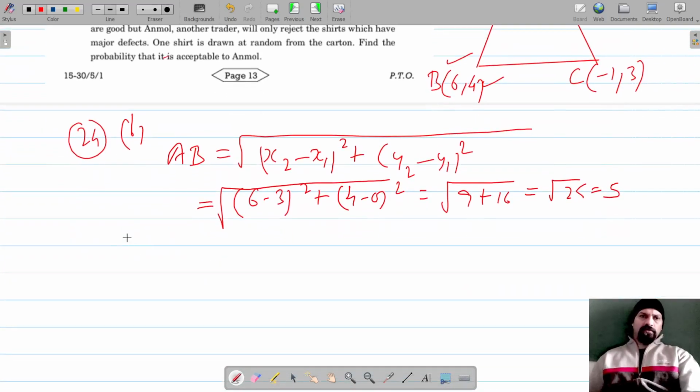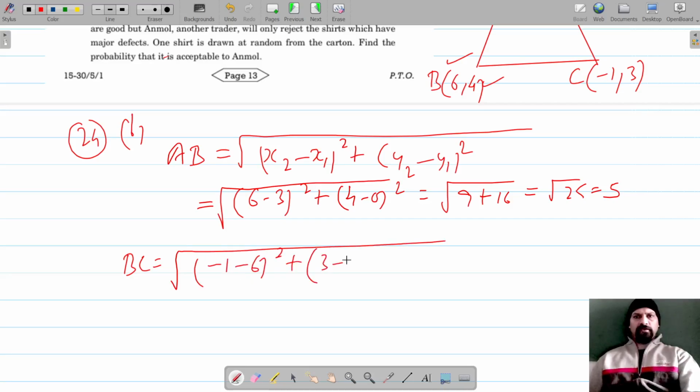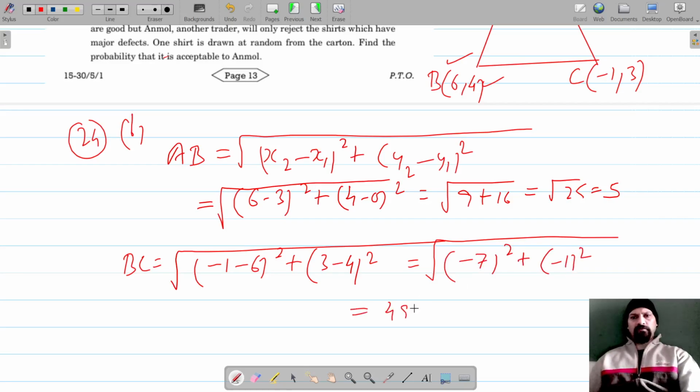Okay, let's find out the side BC using the same distance formula. So this is (-1 minus 6) the whole square plus (3 minus 4) the whole square under root. This is (-7) the whole square plus (3 minus 4), which is (-1) the whole square, which is equal to 49 plus 1, and this is equal to root 50.